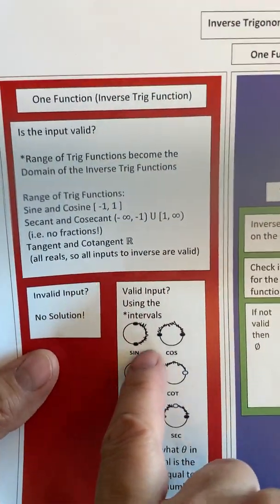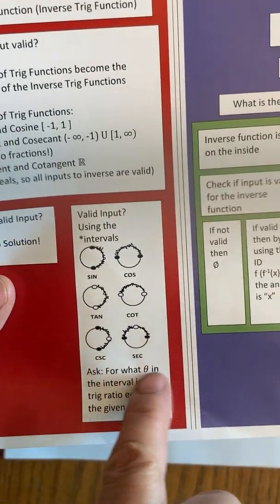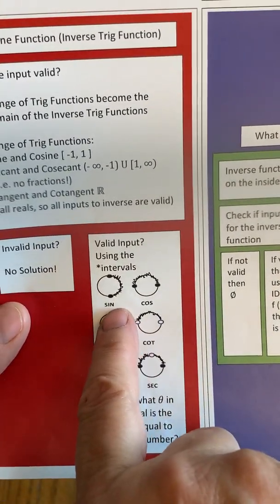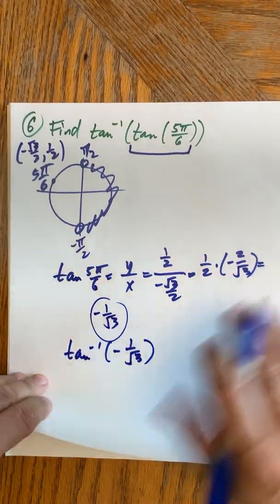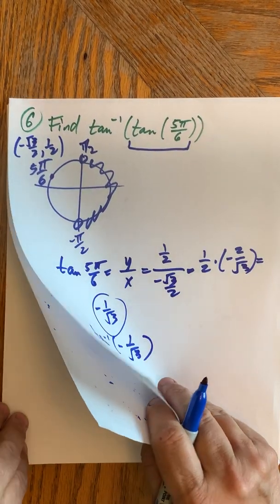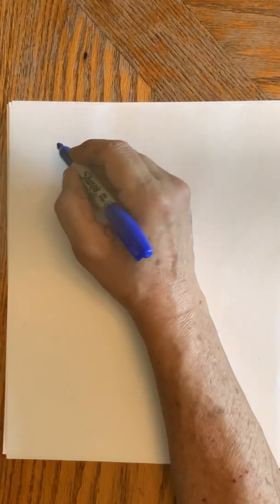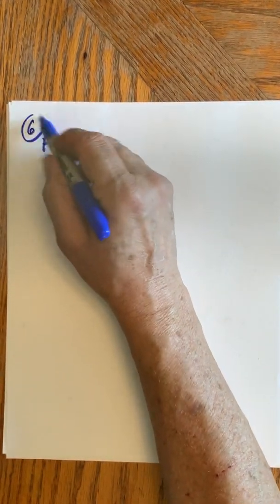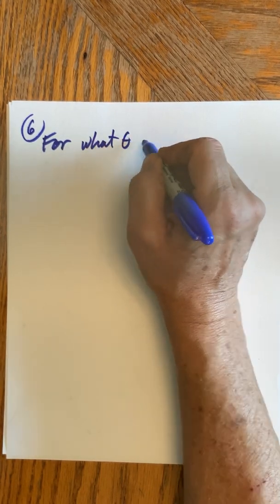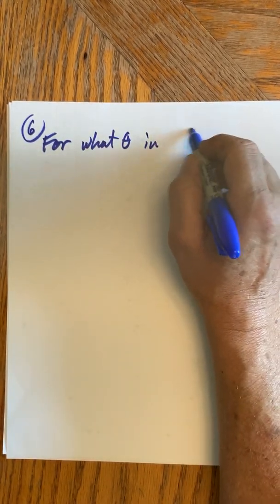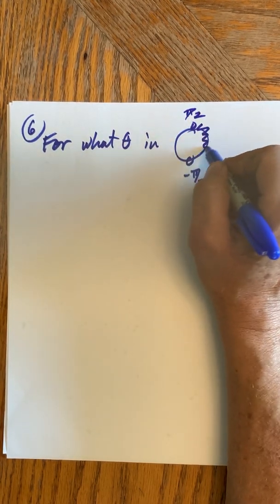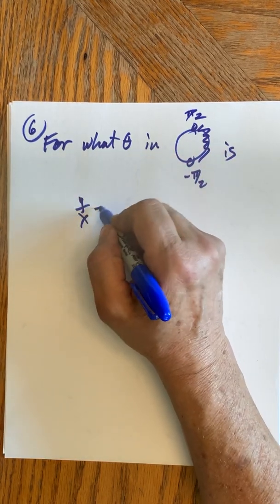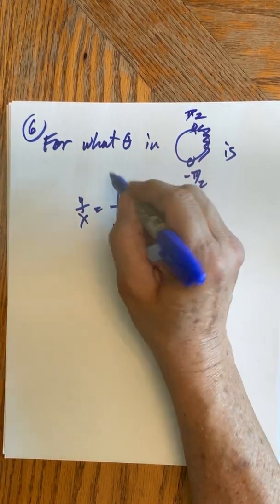Got a number. And now I have to say, well, okay, for what angle in the interval, somewhere between negative pi over 2 and pi over 2, is the ratio y over x equal to negative 1 over square root 3? So let me write all that on another piece of paper. So this is still 6. What angle somewhere in negative pi over 2 to pi over 2 is the ratio y over x equal to 1 over square root 3? Oh, it's negative, by the way.